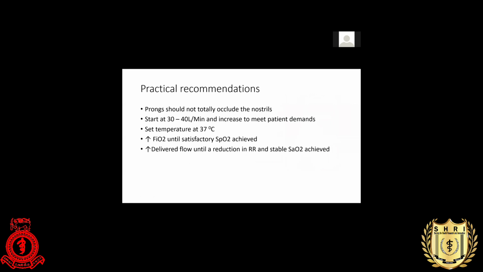Some practical recommendations. When you are going to select the nasal prong, it should not totally occlude the patient's nostril. Ideally, it should be 2/3 of the size of the patient's nostril. The Sri Lanka College of Anaesthesiologists guideline recommends starting the flow rate from 15 to 20 liters per minute in a COVID patient, and increasing according to the patient's response. But some international guidelines say start with 30 to 40 liters per minute, and you can increase according to the patient's demand. And as I mentioned earlier, you have to set the temperature, which will give comfort to the patient. And also you can increase the FiO2 until you get a satisfactory SpO2.